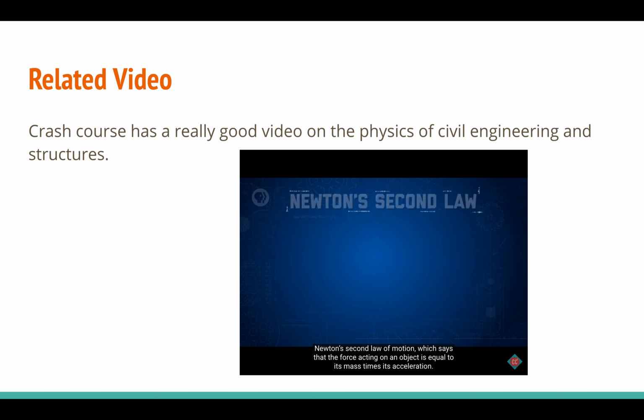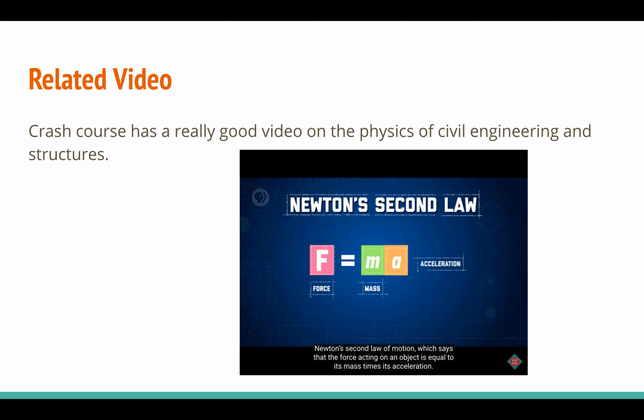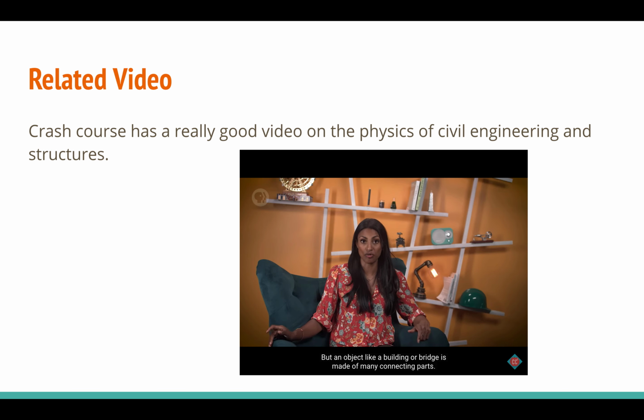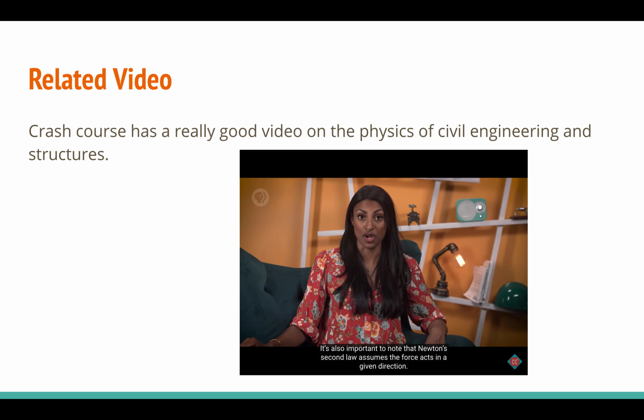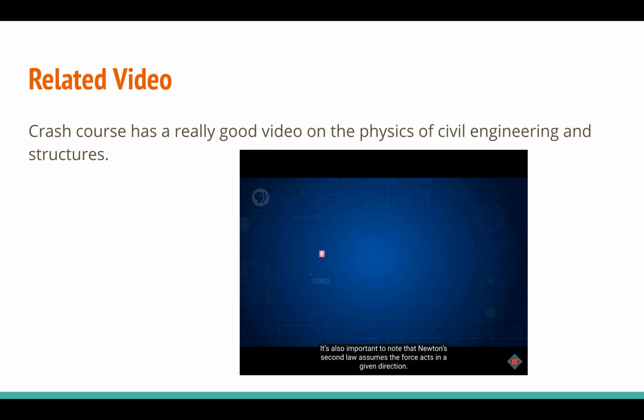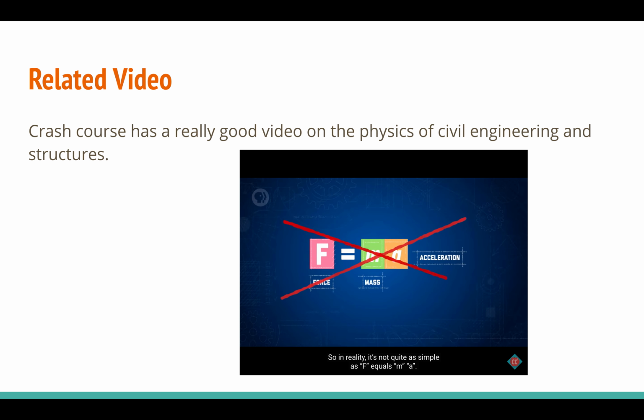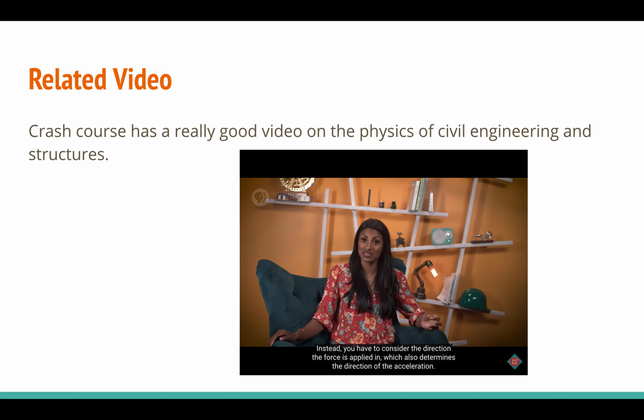Newton's second law of motion, which says that the force acting on an object is equal to its mass times its acceleration. But an object like a building or bridge is made of many connecting parts. If the mass is distributed throughout the structure, a force applied at one part of that structure won't affect the entire thing in the same way. It's also important to note that Newton's second law assumes the force acts in a given direction. So in reality, it's not quite as simple as F equals ma. Instead, you have to consider the direction the force is applied in, which also determines the direction of the acceleration.